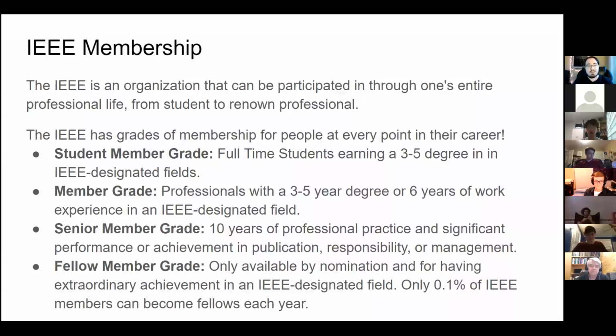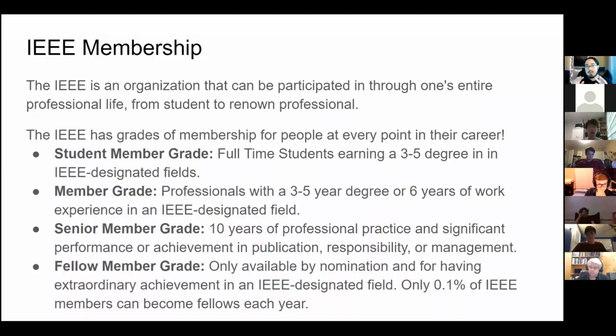To start off, we have student members, that's us, all of us students earning 3 to 5 year degrees in IEEE designated fields. And then you have member grade, which is professionals who have met educational requirements or have 6 years of experience in IEEE designated fields. You have senior members who have 10+ years of professional practice and have achieved significant performance or achievements or responsibility or management in any of these IEEE designated fields.